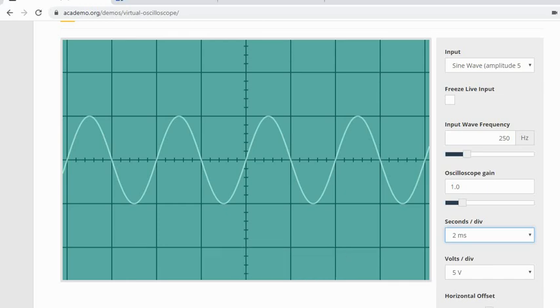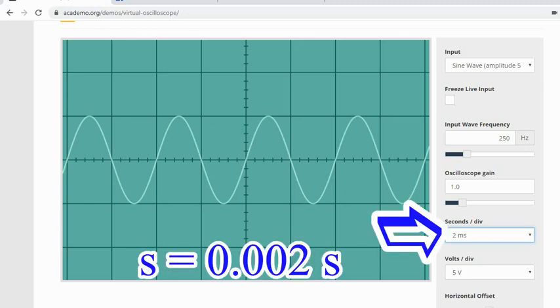And then finally, we're going to measure the seconds, which is 2 milliseconds, which is equal to 0.002 seconds. So that's going to be equal to little s.